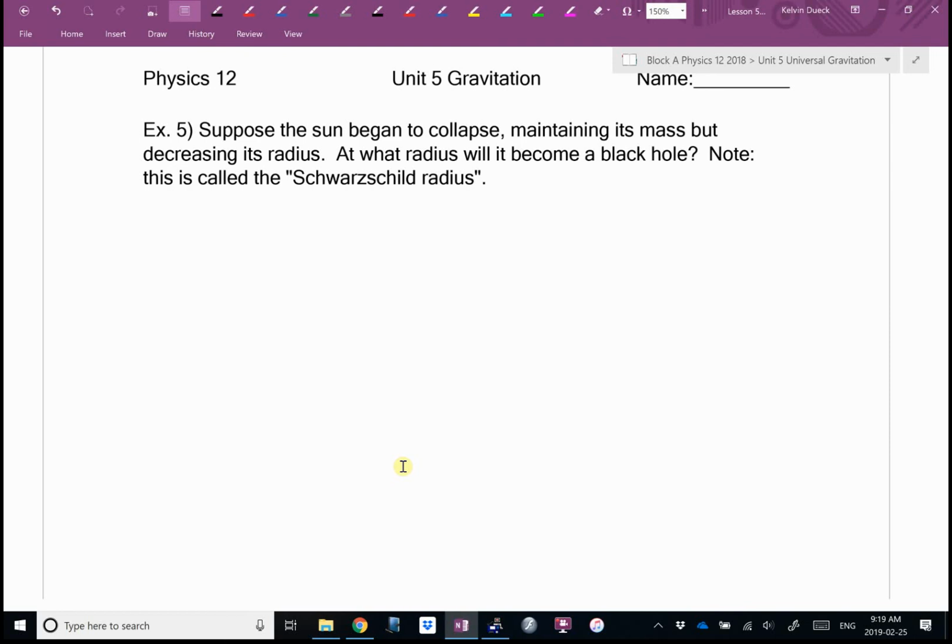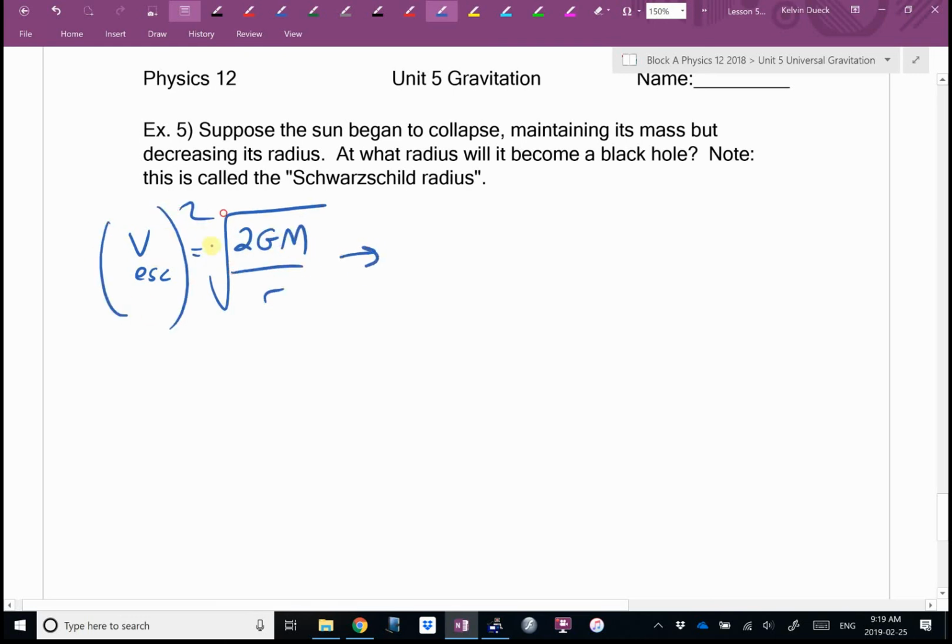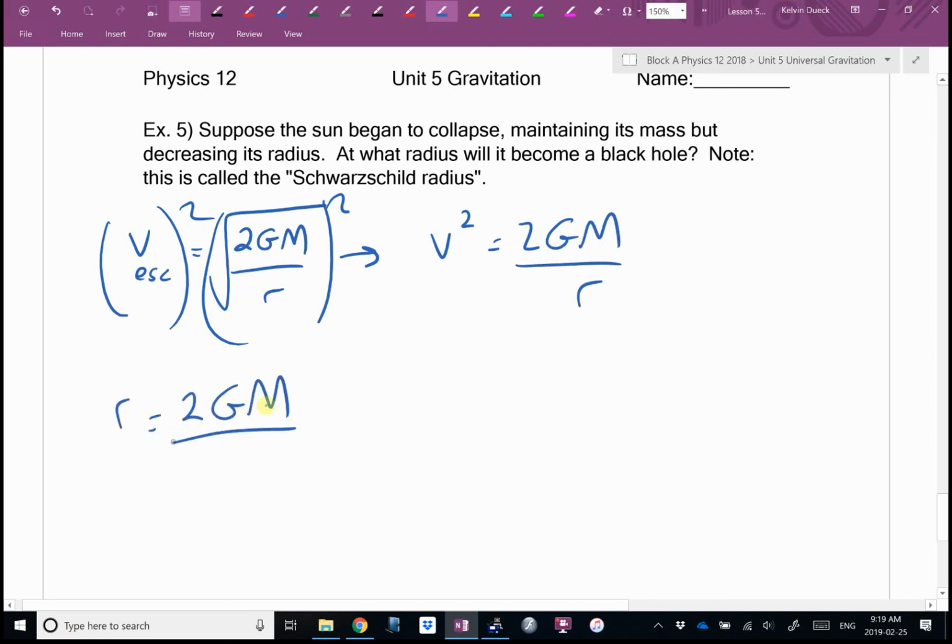So we want to find R. Again, we use the escape velocity. V escape equals the square root of 2 big G, big M over R. We went like this. We got V squared equals 2 big G, big M over R. We got R equals 2 big G, big M over V squared. And again, we're going to let V equal the speed of light. So I'm going to be fussy and put the letter C there because that's what we're talking about.